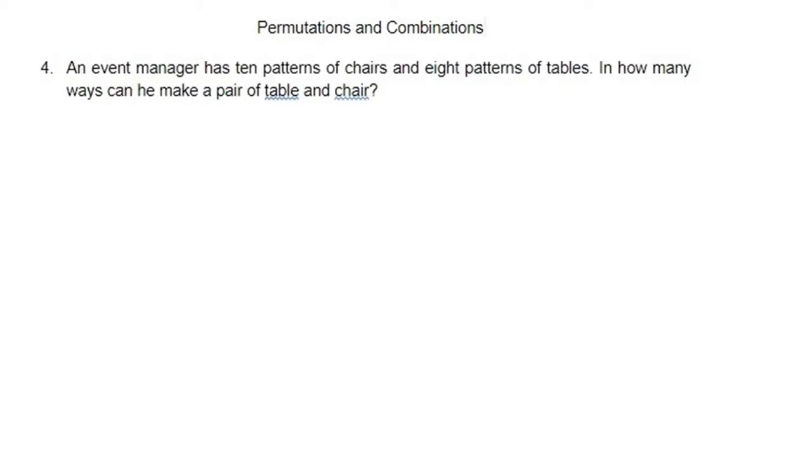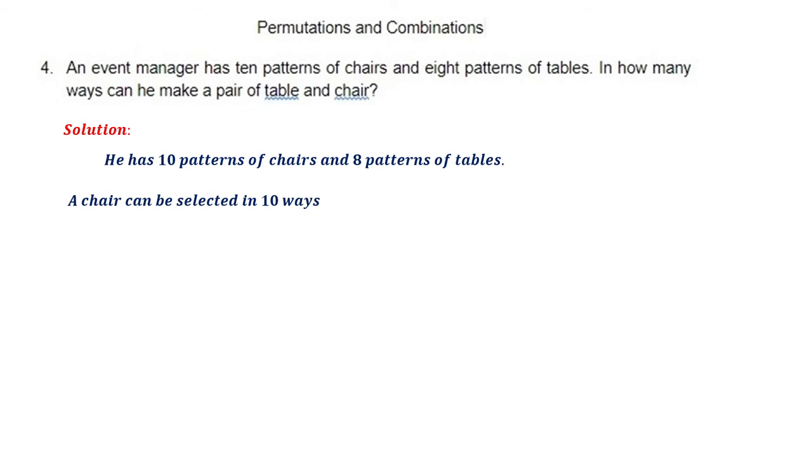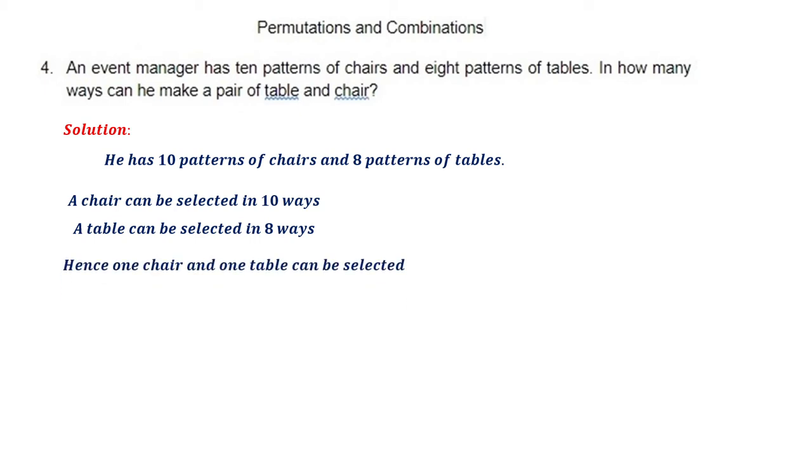An event manager has 10 patterns of chairs and 8 patterns of tables. In how many ways can he make a pair of a table and a chair? So a chair can be selected in 10 ways, while a table can be selected in 8 ways. Napakadali, di ba? So hence, once a chair and a table are selected, the total number of ways is 10 times 8, we have 80 ways, di ba? I hope na nakukuha niyo yung technique na ginagawa.